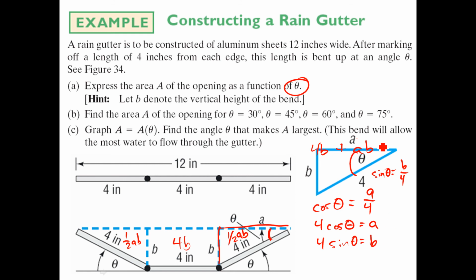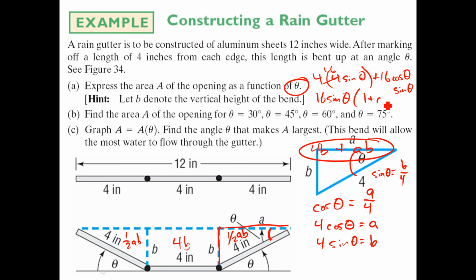All right, let's go back to our formula here, 4b plus ab. So this is going to be 4, b is 4 sine theta, plus ab. A times b, so we'll have 16 cos theta times sine theta. 4 times 4 here is 16 as well. So we both have 16, so we both have sines. Let's pull it out. 16 sine theta times 1 plus cos theta would be our formula.